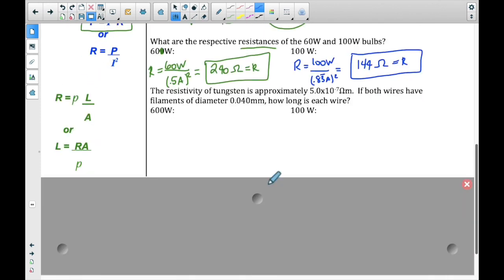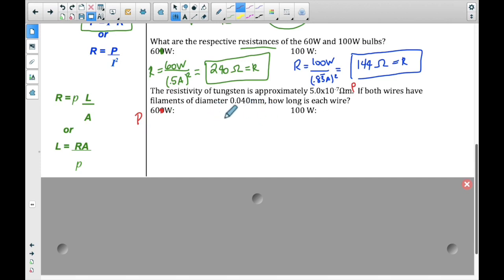Okay, last question. The resistivity of tungsten, that's what makes up the wire in the light bulb, is given to us as this. If both wires have filaments of this diameter, how long is each wire? Okay, resistivity. Do you remember if that's an R or a rho? It's actually a rho, which kind of looks like a lowercase p, but it's all connected and more curvy. Anyway, that's our rho. This is our, once again, I have that same typo there. Get rid of that 600 and make it a 60. That is our power.